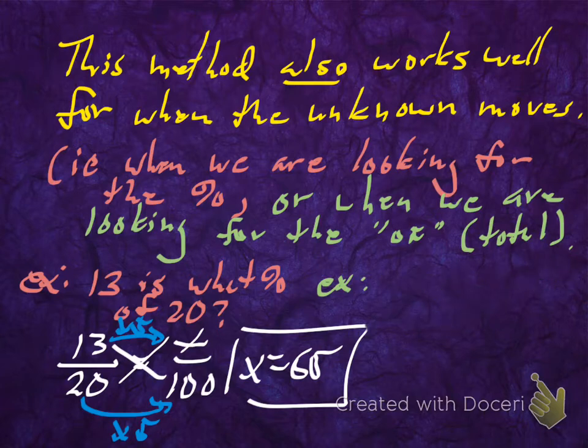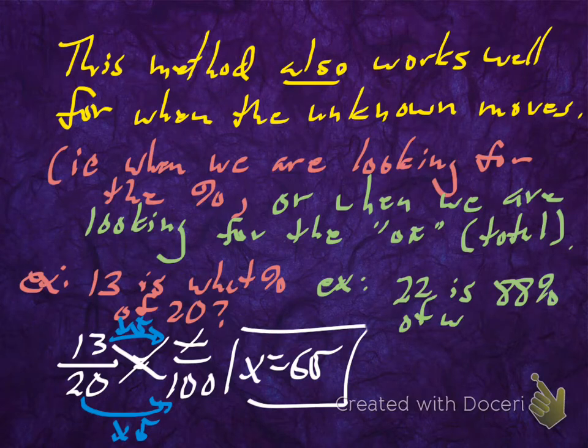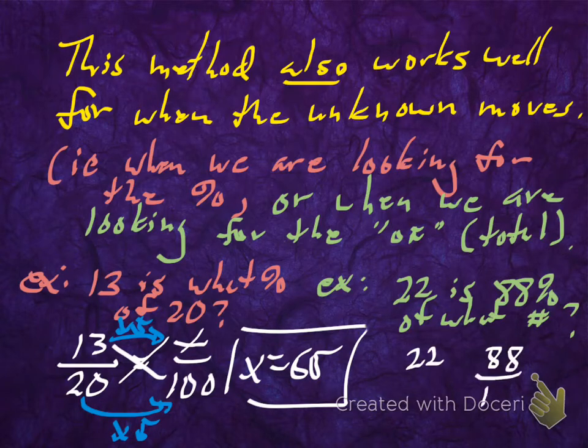I want to do, for this example, let's do 22 is 88% of what number? Okay, did you get that? 22 is 88% of what number? And so when I set this one up, the 22 is the is, so it goes on top still. The 88 is the percent, so it goes over 100. And I'm looking for the bottom number underneath the 22.